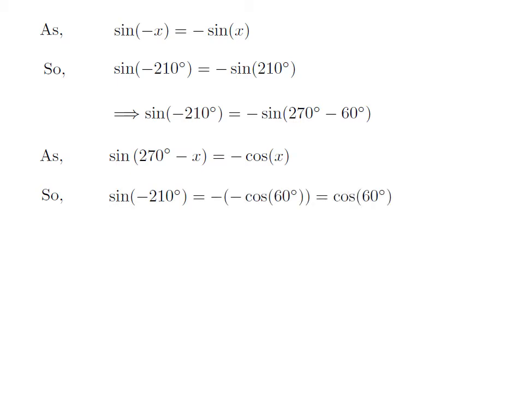Let us apply the above identity for sine of 270 degree minus 60 degree. Here x is 60 degree. So sine of minus 210 degree is equal to minus of minus cosine of 60 degree, which is equal to cosine of 60 degree, as minus of minus is plus. We know the value of cosine of 60 degree is equal to half. So we get the value of sine of minus 210 degree is equal to half.